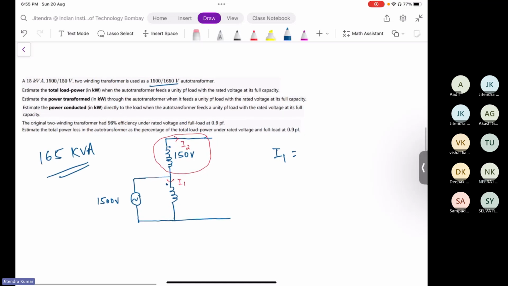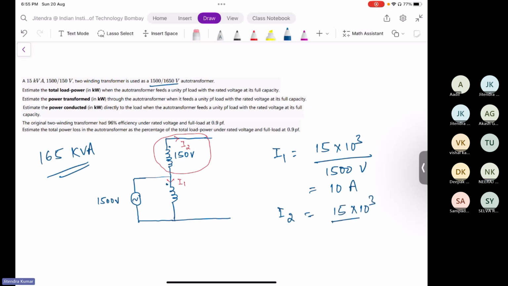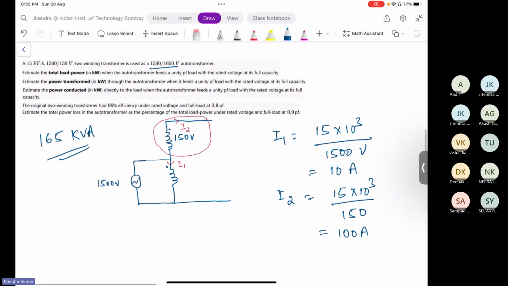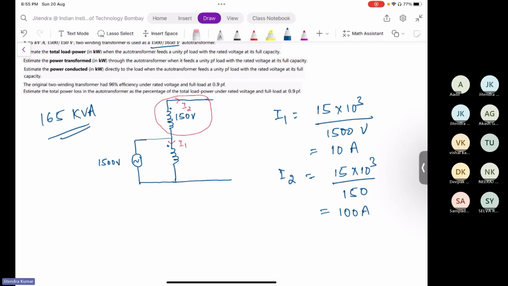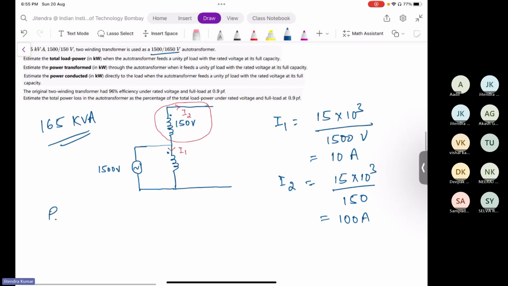Okay, so I1, just quickly I will compute: 15 kVA divided by 1500 volt, so it will be 10 amps. Similarly, I2 is 15 kVA divided by 150 volt, so it should be 100 ampere, right? So I2 is 100, I1 is 10 amps. So our output power is 1650 volt into 100 amps, so it will be 165 kVA. Okay, so let us jump to the final part.